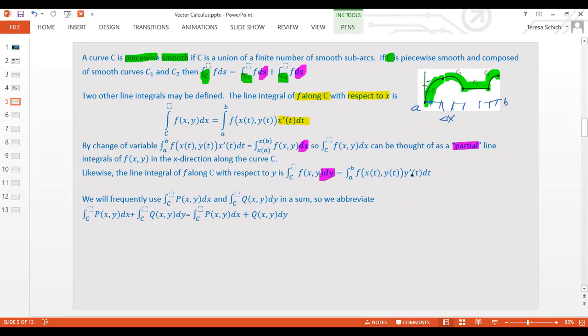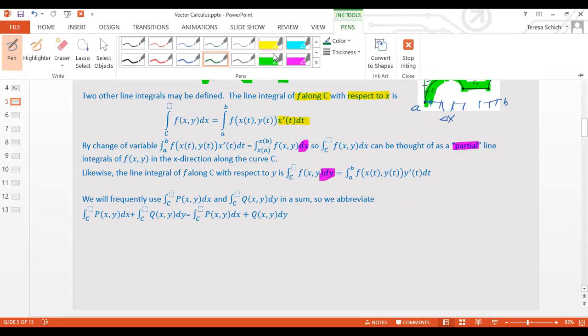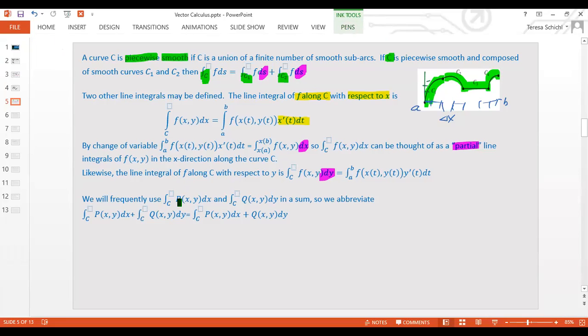So you do the y direction, it's the same thing. So it's dy here. Sometimes, if you separate, you can use P(x,y) dx and Q(x,y) dy in a sum, both of them along the same curves here. So then you can just combine them together, because they have the same curves. One part you can do the dx and the other part you can do the dy here.